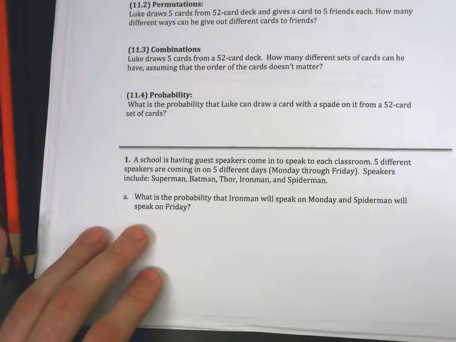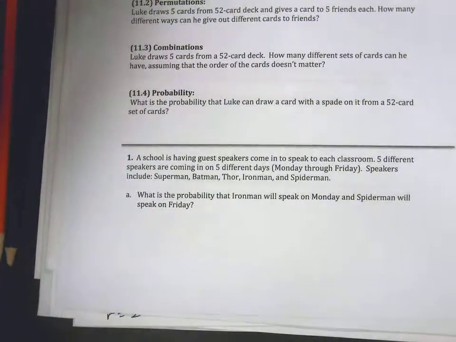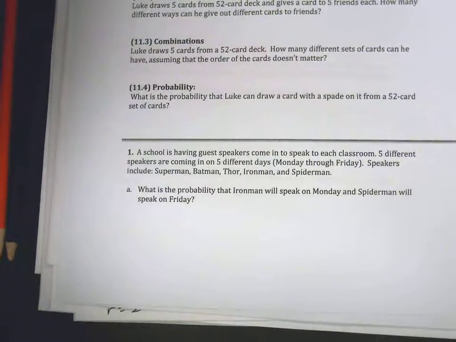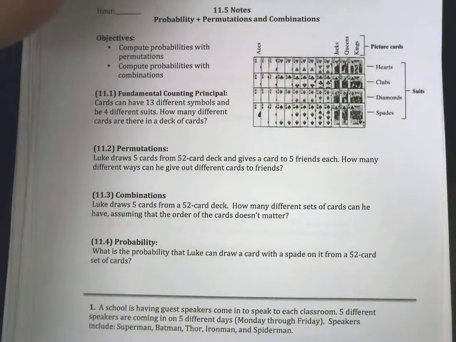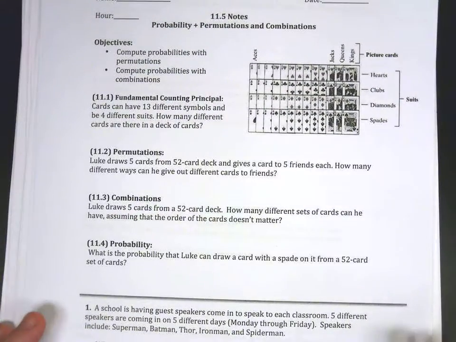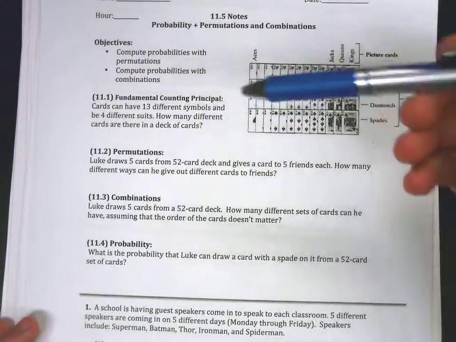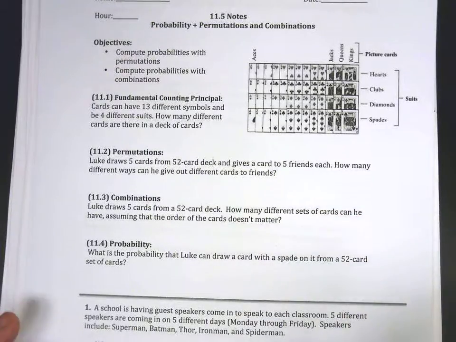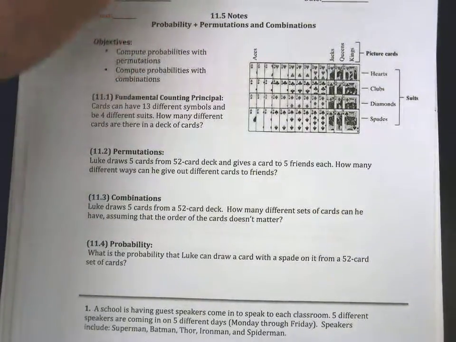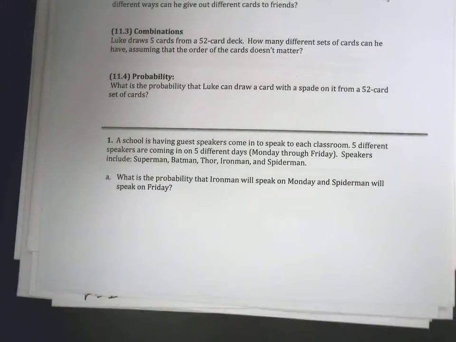Today, we're going to be doing the last new thing of this school year, actually. And it's really not 100% new. It's actually a combination of everything that we've worked with. So we're in 11.5 now. And up here at the top of your notes, it has some examples of the fundamental accounting principle, permutations, combinations, and probability. And we're kind of mixing up those things now. And we're going to talk about how that ends up working out.